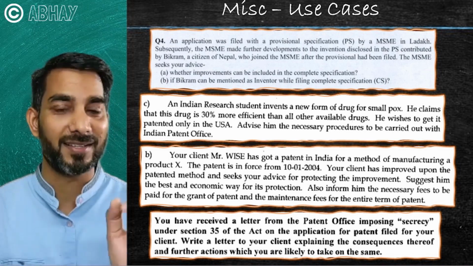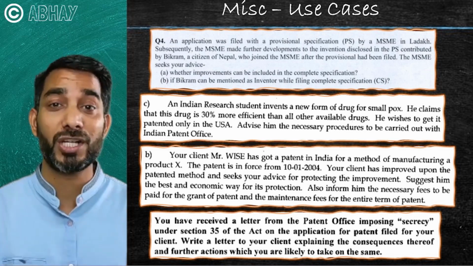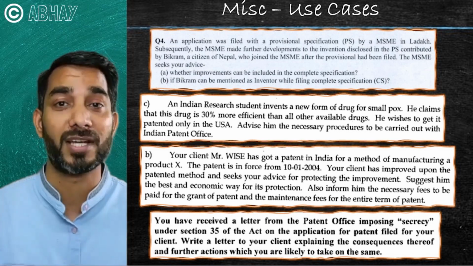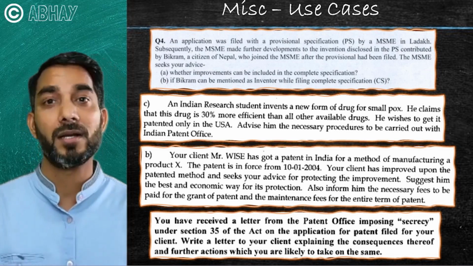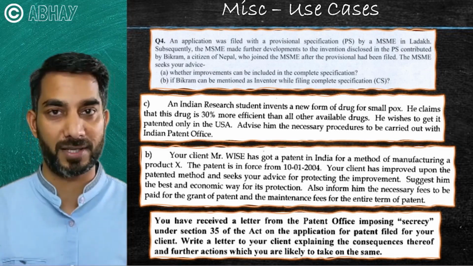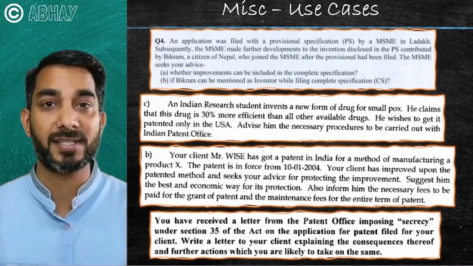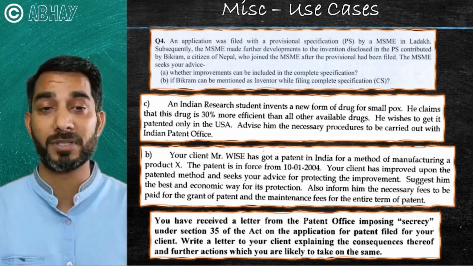See, efficacy, 30% more efficient. So section 3D has this keyword of more efficacy. So you can directly imply that section 3D will be applied and there is a justification because there is an efficacy. So this guy's invention can be considered as a patent eligible subject matter.